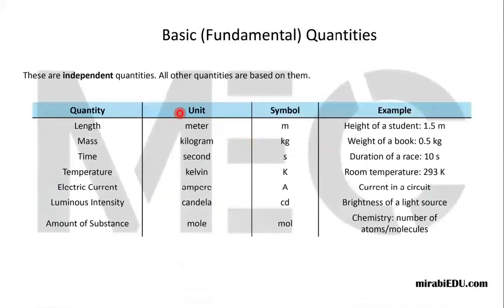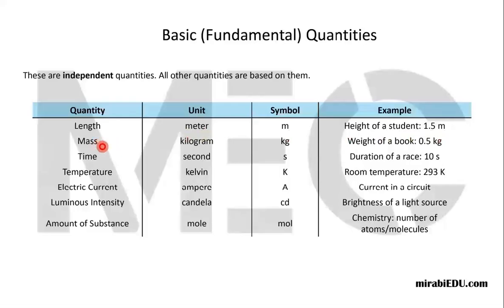So a list of basic quantities are written in this table again, and we see some examples here. These are independent quantities. All other quantities are based on them. Okay, let's see some examples. Example of length. Height of a student is 1.5 meter.